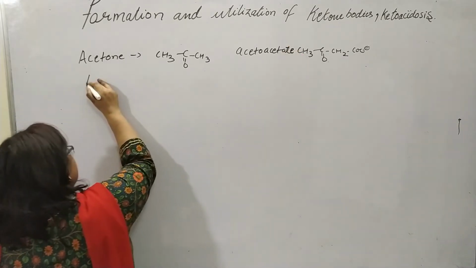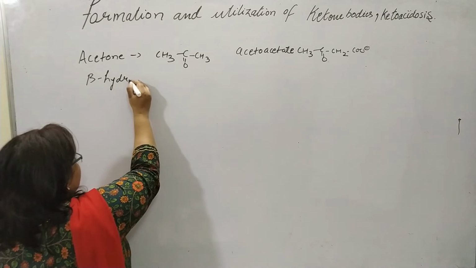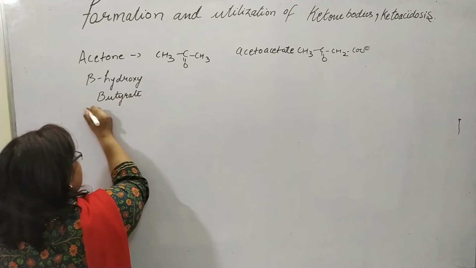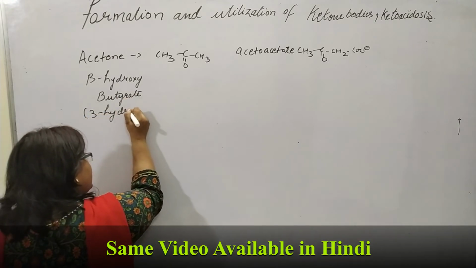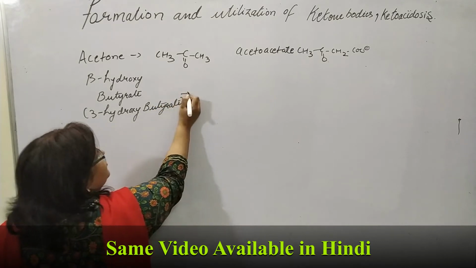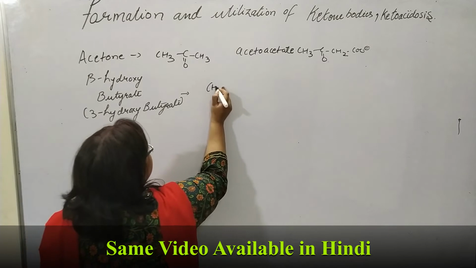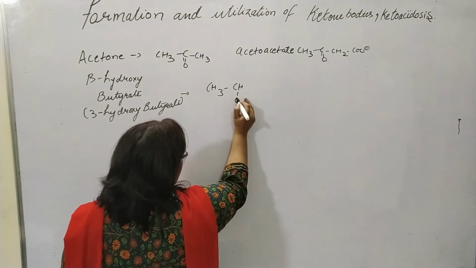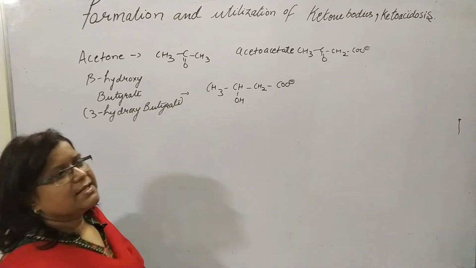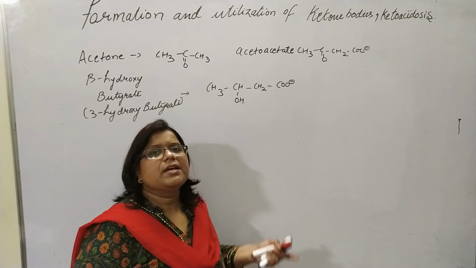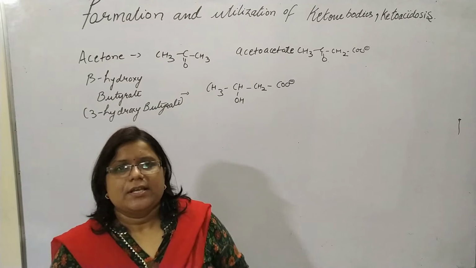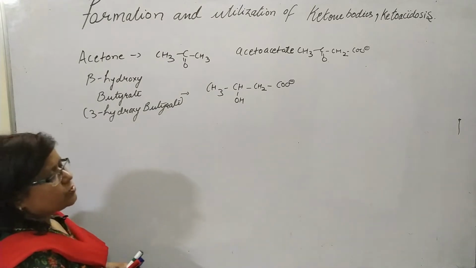And third is beta-hydroxybutyrate, which is also named 3-hydroxybutyrate. Its formula is CH3, CHOH, CH2, COO negative. Okay, so this is beta-hydroxybutyrate, also named 3-hydroxybutyrate.